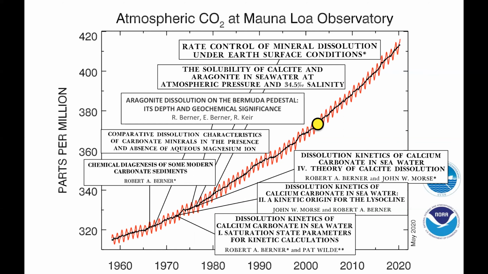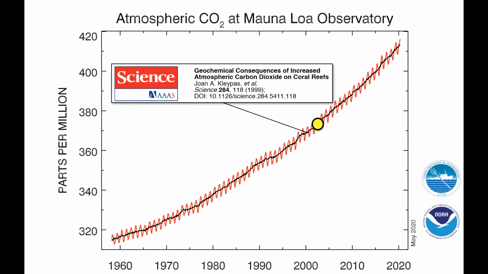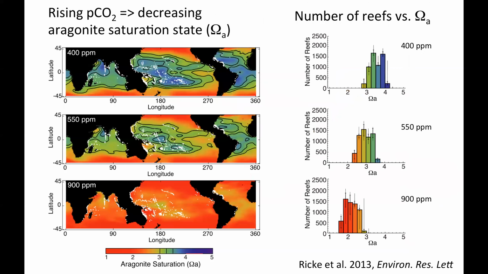A couple of years before we had our conversation about dissolution, Joni Kleypas and colleagues had published a paper titled Geochemical Consequences of Increased Atmospheric Carbon Dioxide on Coral Reefs. And what these authors had pointed out was that as the atmospheric CO2 was increasing, the saturation state with respect to carbonate minerals would decrease in the surface seawater.